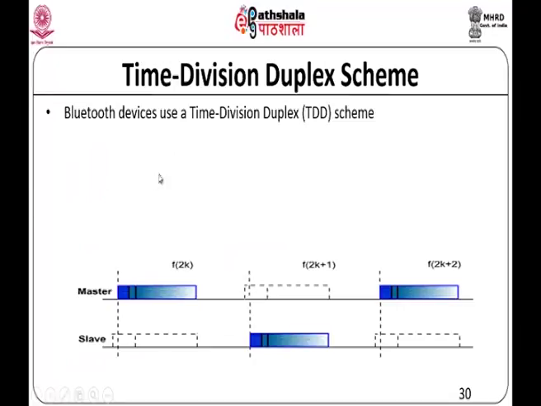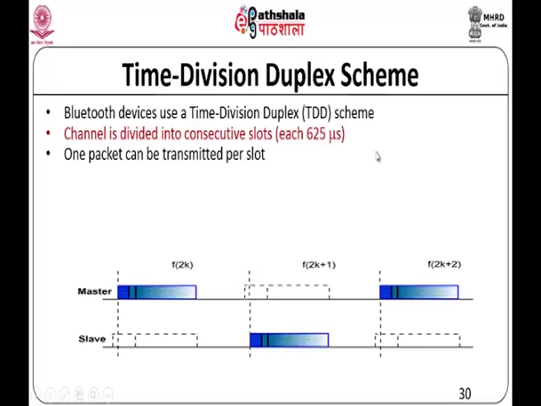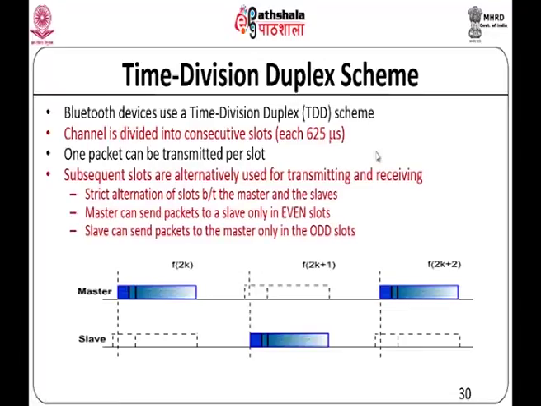Okay. So we said that it also uses a time division duplex scheme. This is the alternating of the slots between the master and the slave. So let's see how that happens. As we said, the channel is divided into consecutive slots of 625 microseconds. And one packet can be transmitted per slot. Okay. And we said subsequent slots are alternated for transmitting and receiving. Which means you have a strict alternation of slots between the master and the slaves.